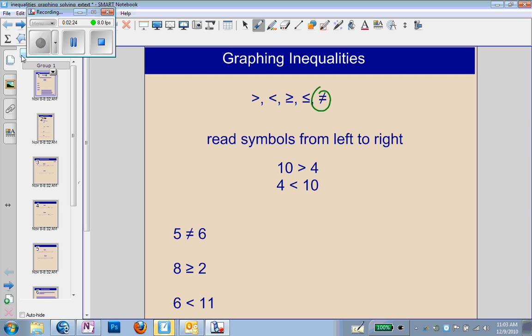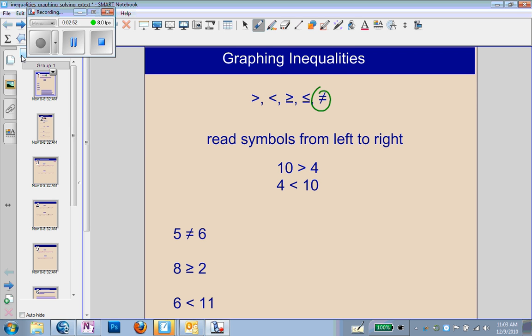So the next thing we're going to do is practice reading. We're going to read the next line together as a class. 10 is greater than 4. Very good. Now read the next line. 4 is less than 10. Now notice they both mean the same thing. They're just written different ways.